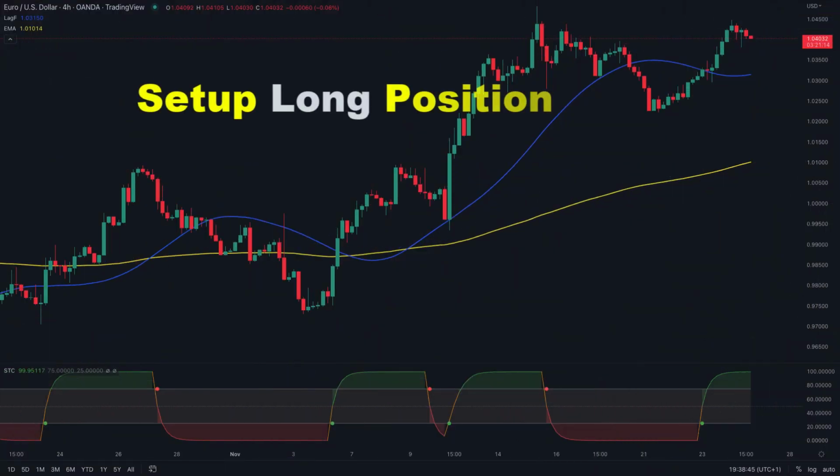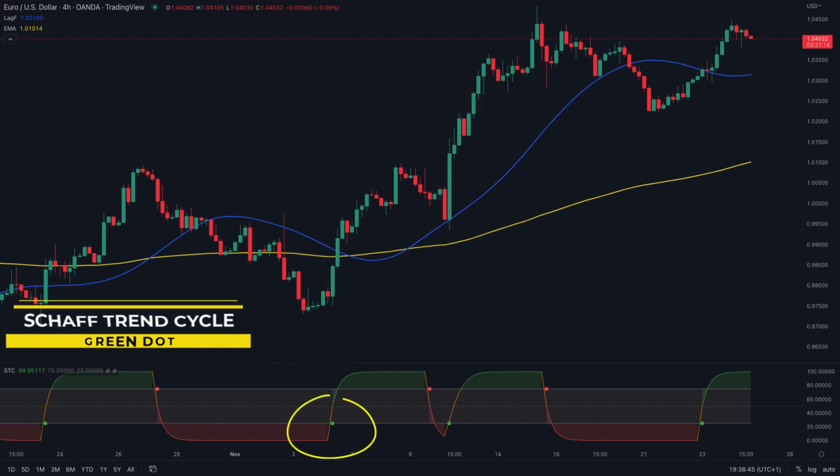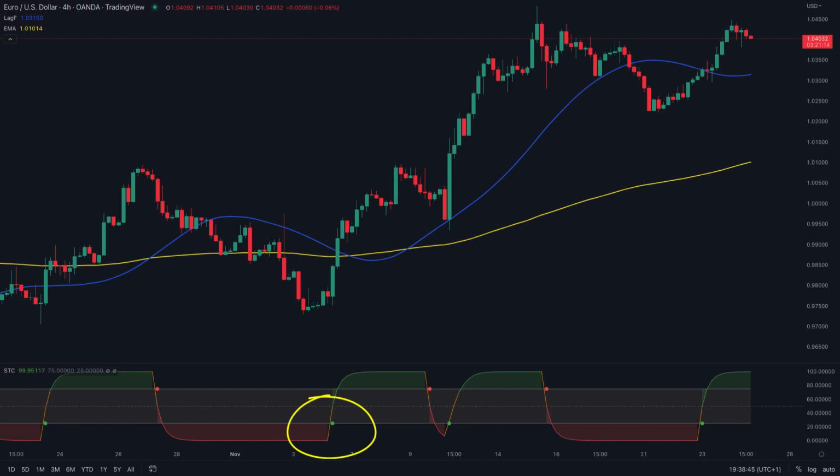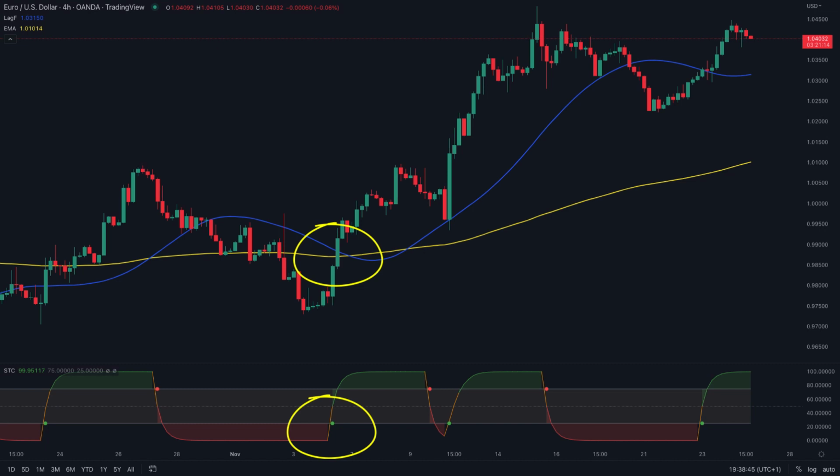These are the rules for a long position. First, wait until Schaff trend cycle shows a green dot. Second, we have to wait until price closes above Laguerre filter and 200-period exponential moving average. Finally, we place a buy order at the close of the candle.